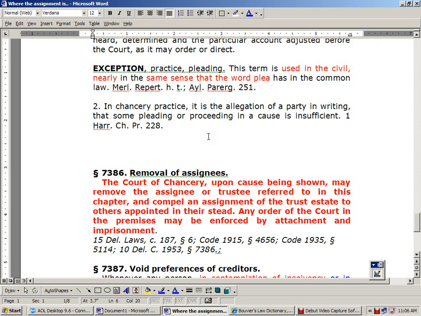Okay. So removal of assignees. The Court of Chancery, upon cause being shown, may remove the assignee or trustee referred to in this chapter and compel an assignment of the trust estate to the others appointed in their stead. Any order of the court in the premise may be enforced by attachment and imprisonment. Ain't that wonderful? So how do we get them off our paperwork? Because right now, they're the assignee on the deed of trust. Well, the Court of Chancery, upon cause being shown, they never signed the agreement, may remove the assignee or trustee referred to in this chapter. They're gone. And compel an assignment of the trust estate to others appointed in their stead. Tell them you want it. Any order of the court in the premise may be enforced by attachment and imprisonment.